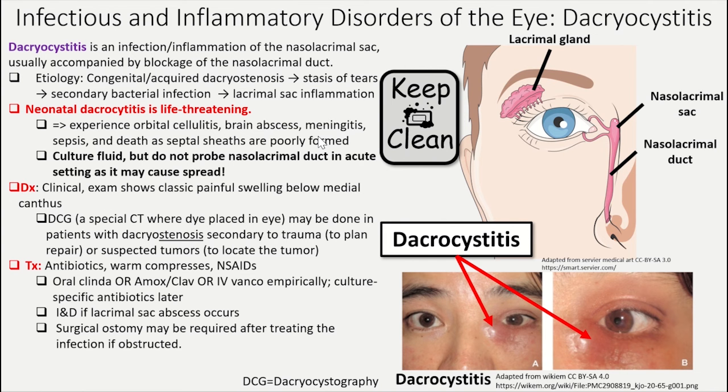Okay, the summary. Dacryocystitis, inflammation of the nasolacrimal sac. Treatment, oral Clinda or oral amoxicillin clavulanate, and then you change it based on culture, and then of course do not probe that on a neonate. So we have our keep clean sign for clindamycin treatment.